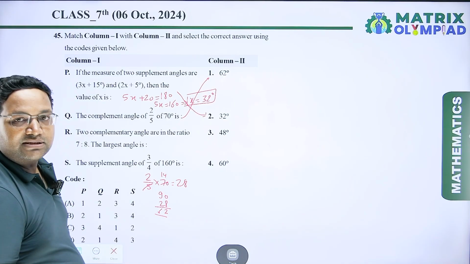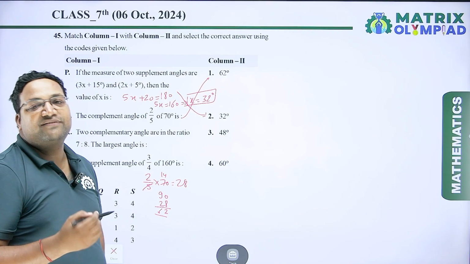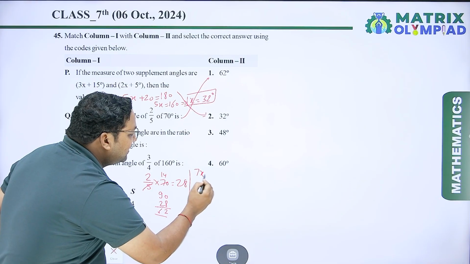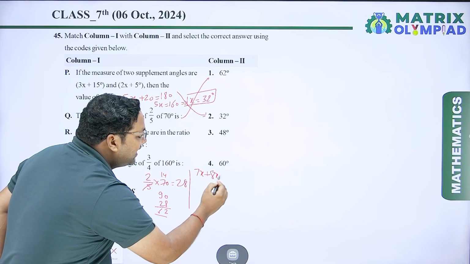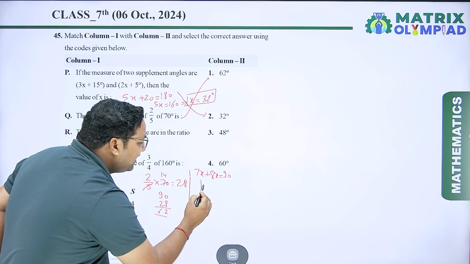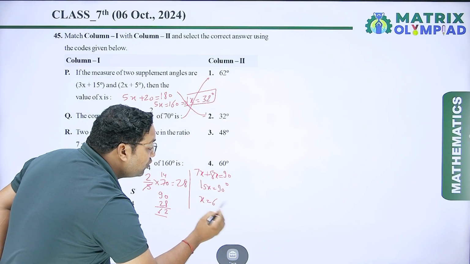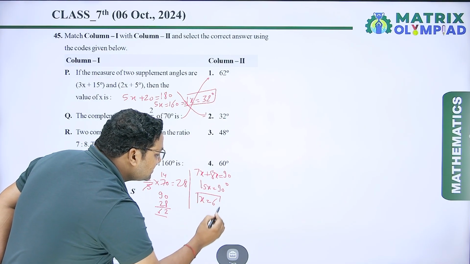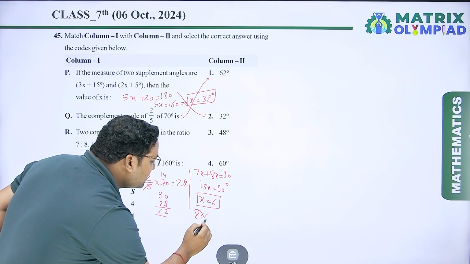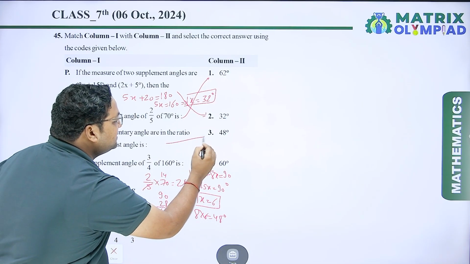Next, two complementary angles are in the ratio 7:8. The larger angle is? We know complementary angles are those angles whose sum is 90 degrees. Let's assume the first angle is 7x and the next angle is 8x, and the sum of 7x and 8x is 90 degrees. So we get 15x equal to 90 degrees, so x equal to 6 degrees. So the larger angle is 8 into 6, which equals 48 degrees. So the option is third.